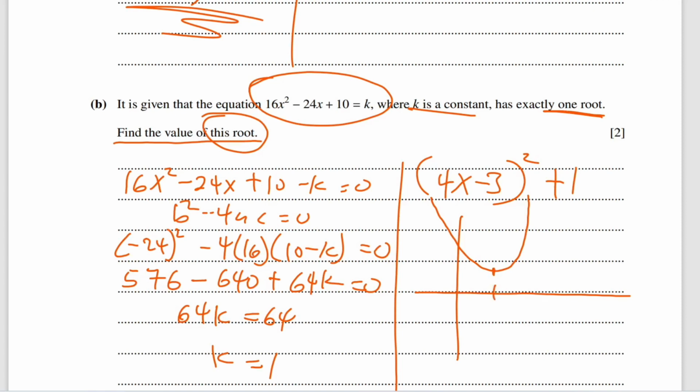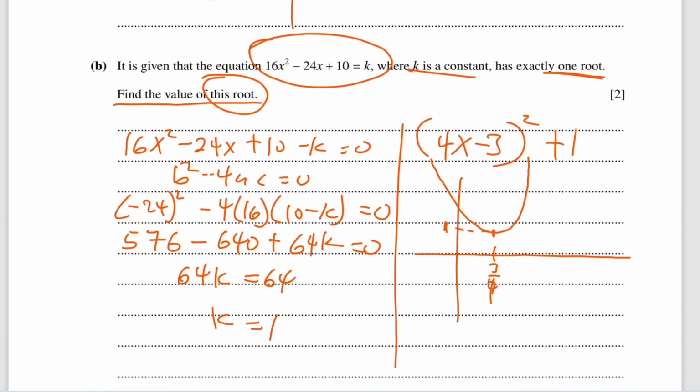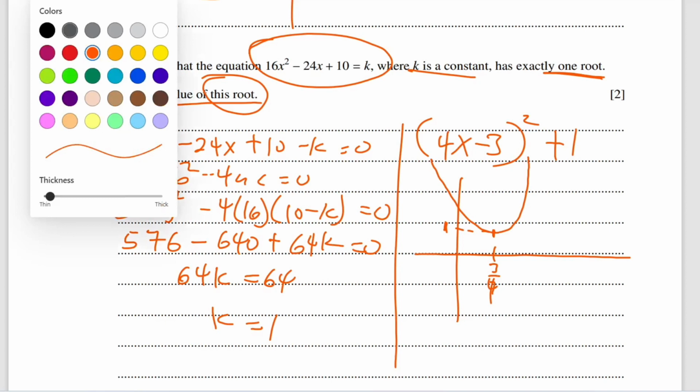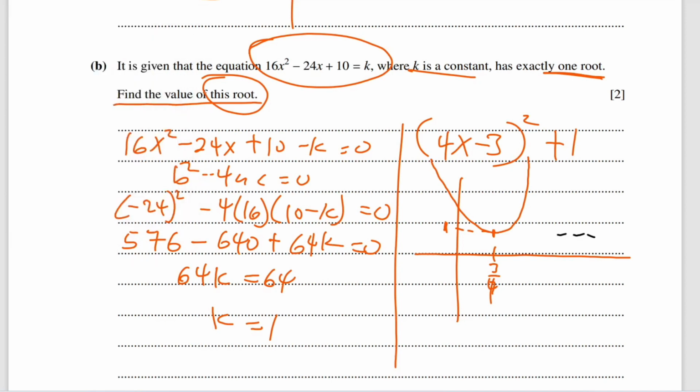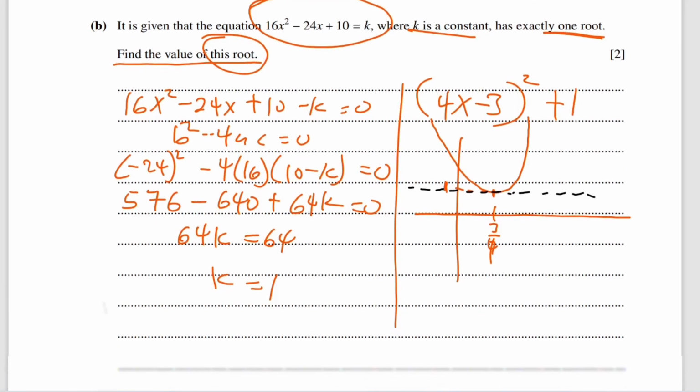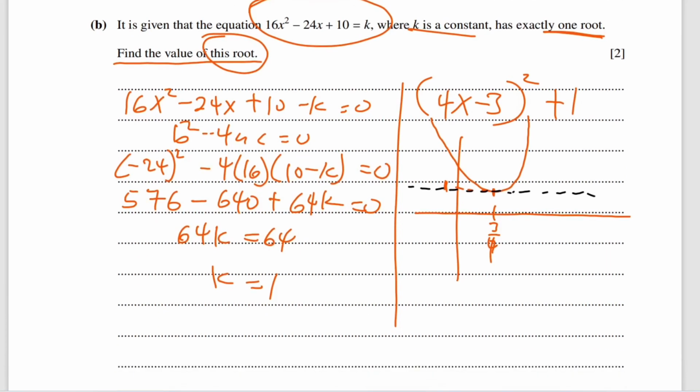This is 3 on 4. I'll explain later on. And then this is 1. Okay, so suppose that this is the case. If you want one solution, then that line should be touching the curve at that turning point. So really the value of k is at that y value, where y is equal to 1.